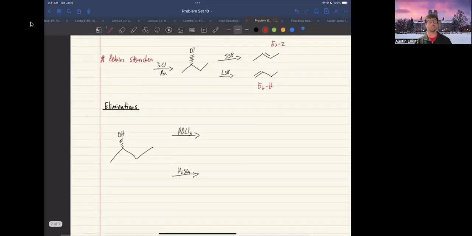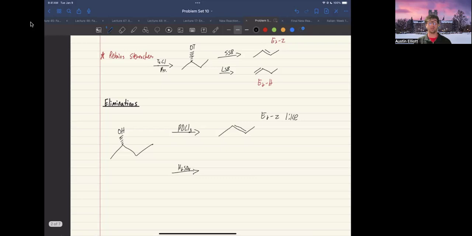Now moving on to our elimination. We have two different elimination reactions for alcohols, but they both basically do the same thing. They both eliminate in a Zaitsev fashion. There's one key difference. For POCl3, we're going to look for that Zaitsev elimination, which is going to be right there. So it's an E2Z-like elimination.